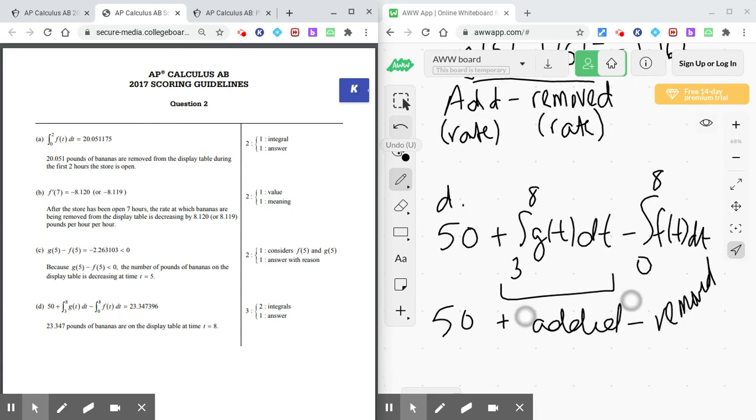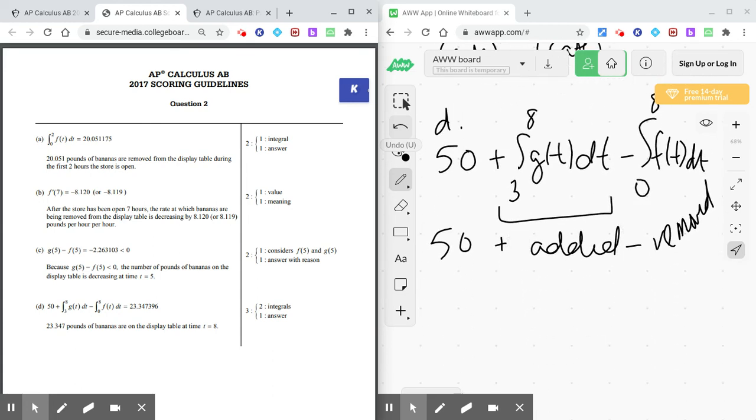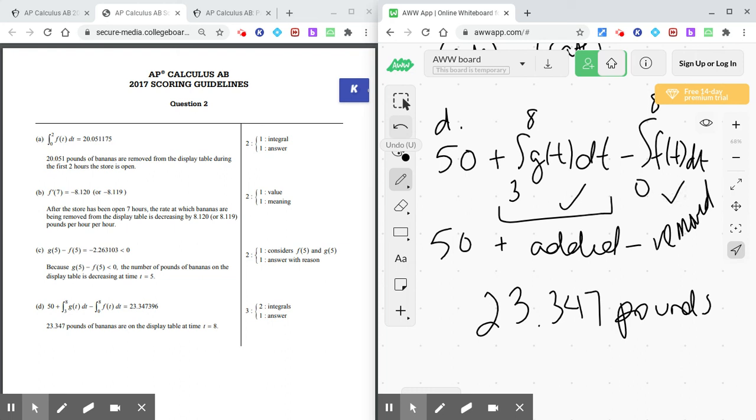And there's no way I'm doing this calculation without my calculator. I'm putting this in probably in one line and pressing enter and getting my answer rounded correctly to 3 decimal places, 23.347. Oh boy, let's try that again. 23.347 pounds of bananas are on display at time equals 8. It's 2 points for your integrals, my guess is 1 for each. And then 1 point for your final answer, rounded correctly to 3 decimal places. So hopefully that makes sense.